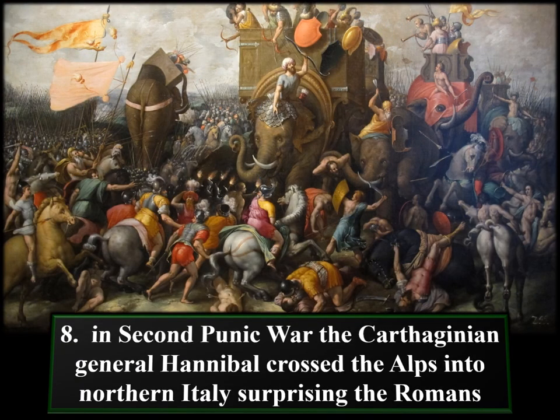In the Second Punic War, the Carthaginian general Hannibal crossed the Alps from Spain, moving into northern Italy, surprising the Romans. And he did so using war elephants as well. The Romans had never seen elephants. The elephants were used kind of like tanks. They would knock down city walls. And this surprised the Romans. They were not expecting an attack from Carthage from the north, instead of from the south, since they were in the Mediterranean region. And this ultimately took them by surprise.